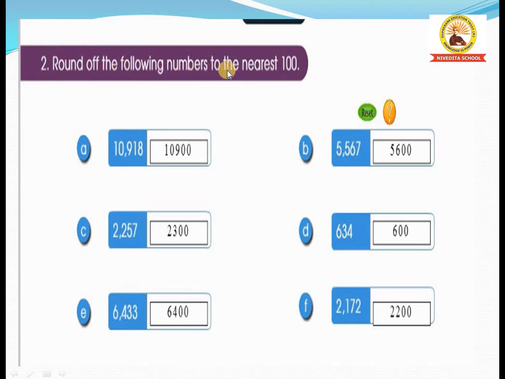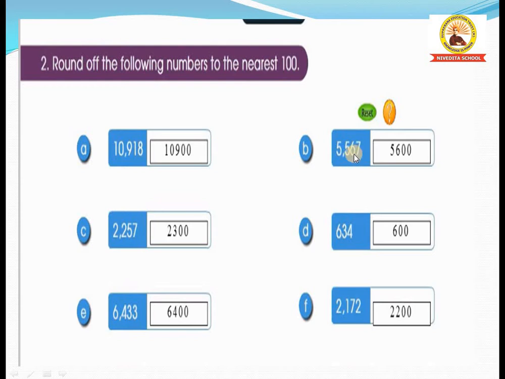Next, round off the following numbers to the nearest 100. So first we used to see only the two numbers. Now we will see the three numbers. 10,918. See here, 918, is it nearest to 900 or 1000? Yes, it is nearest to 900. So we will write 10,900.